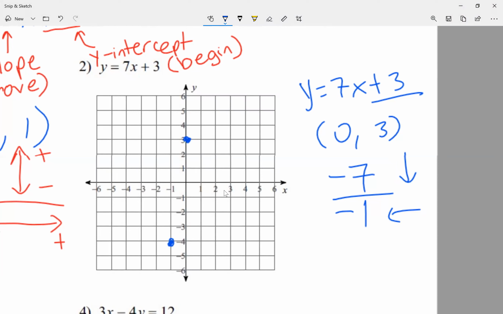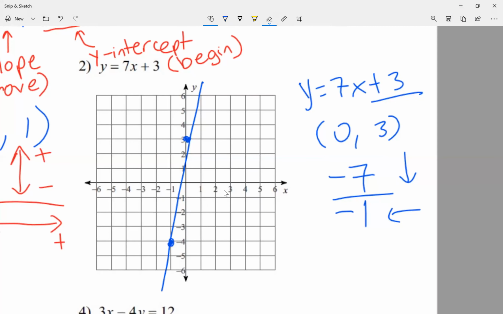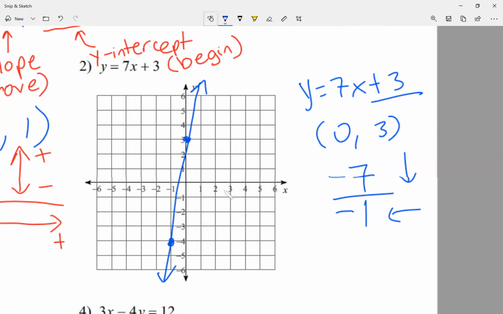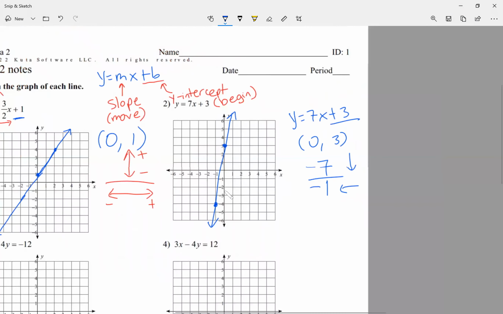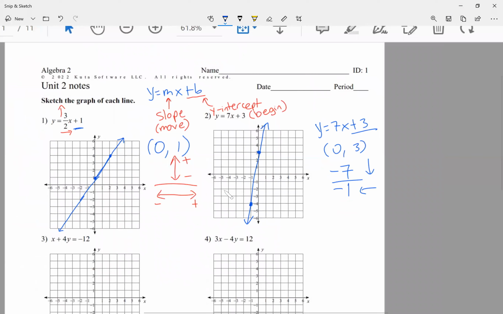I'm going to make a line that goes through the points. Let me try better. And that's it. 2 points is enough for a line. So as long as we have y equals mx plus b, this is how we're going to graph this.